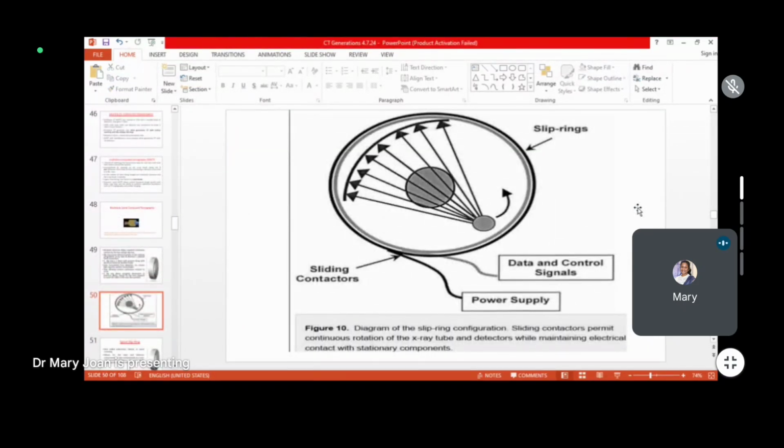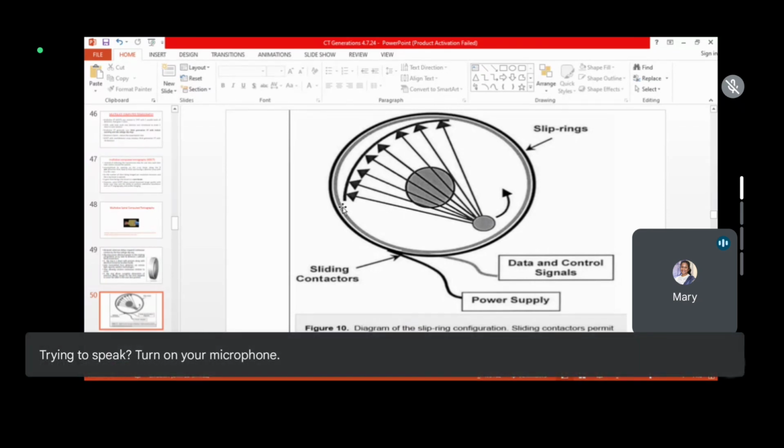So we can represent the slip ring like this. The sliding power supply, data and control signals, sliding contactors, and the X-ray tube and the detector arrays are moving inside that slip ring.